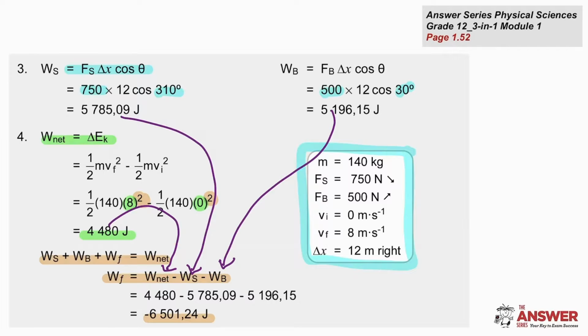Is this answer sensible? Yes. We expect friction to do negative work, and the magnitude is the right size for the problem.